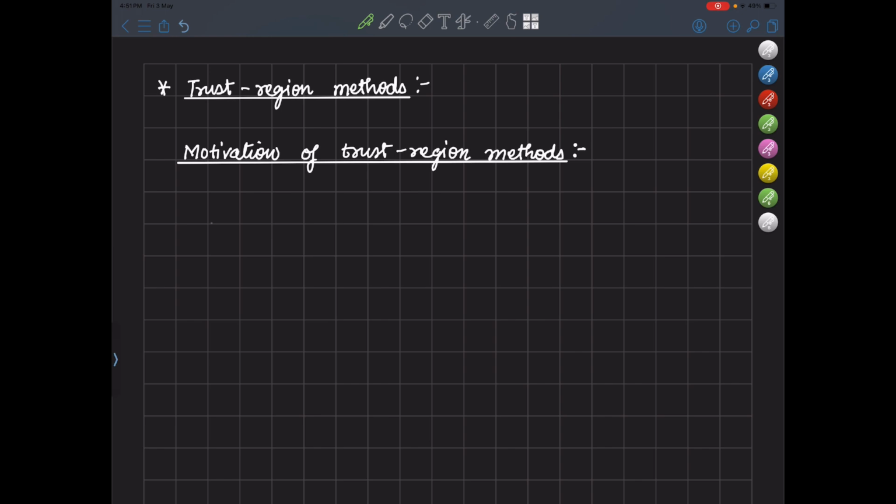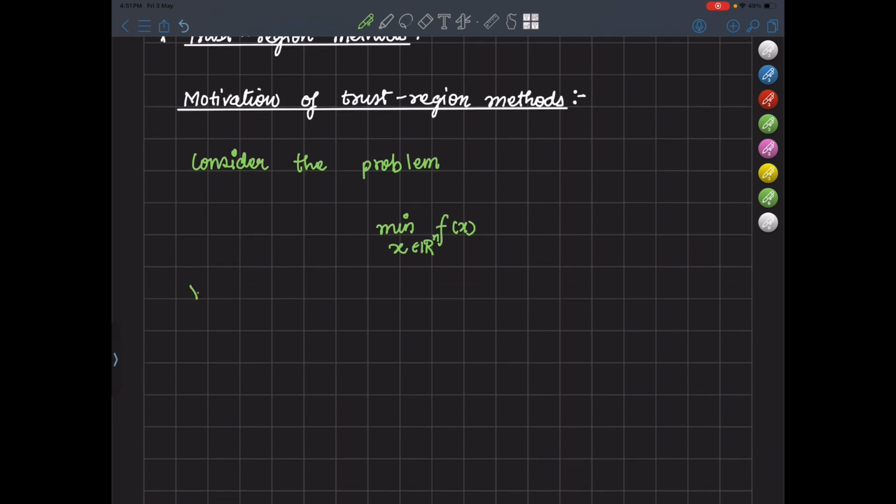Now consider the problem of minimization of f(x) given x belonging to Rn. So this is the problem we want to solve, and the assumptions that we saw earlier also hold, that f belongs to C2 and f is bounded below.